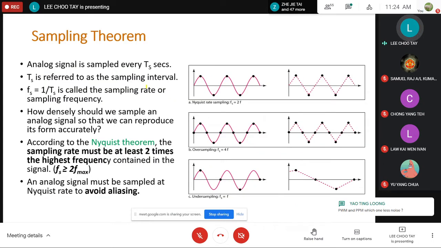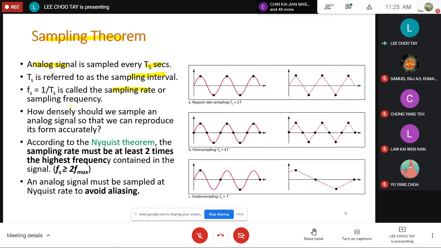All right, let's take a quick look at the sampling theorem. Because pulse modulation requires sampling of the modulating signal at a fixed interval, we need to know a bit about the sampling theorem. As far as sampling is concerned, we sample an analog signal at every, in this case, I call it Ts seconds. So what is Ts? Ts is the sampling interval or the sampling period. The sampling frequency is just 1 over Ts, and we also call it the sampling rate.